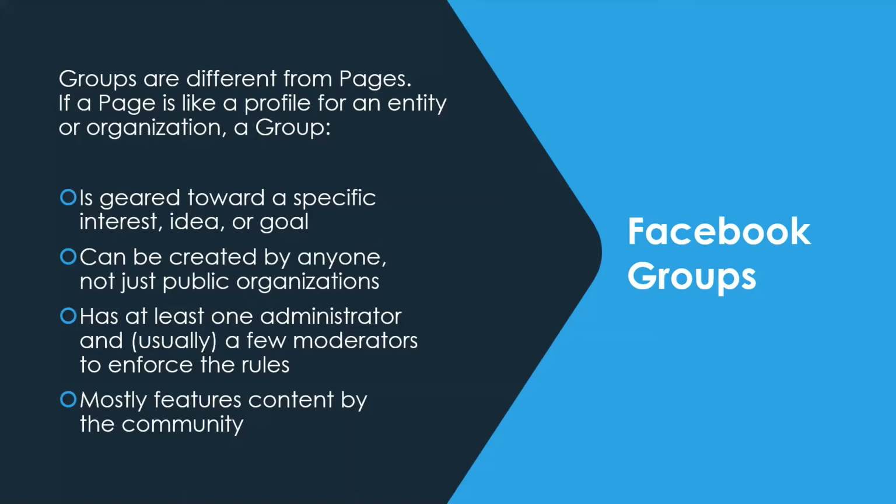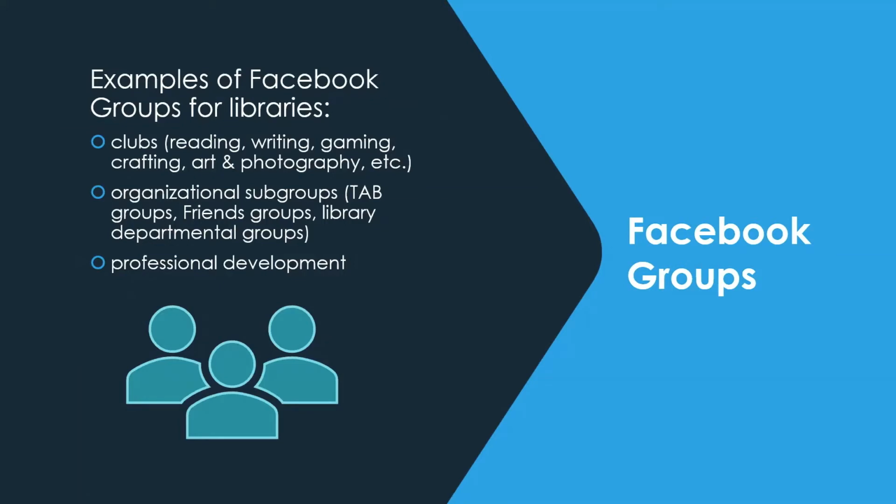And then mostly it features content by the community in the group. A lot of you are familiar with Facebook groups, you just may not be familiar with everything that goes on behind the scenes, but they're pretty easy to maintain. So some examples of Facebook groups for libraries. They could be clubs, like you could take your reading and writing clubs online onto a Facebook group. You can do gaming and crafting, art and photography, pretty much anything you can think of, you can turn into a Facebook group. You just have to keep it actually in use and engaged.